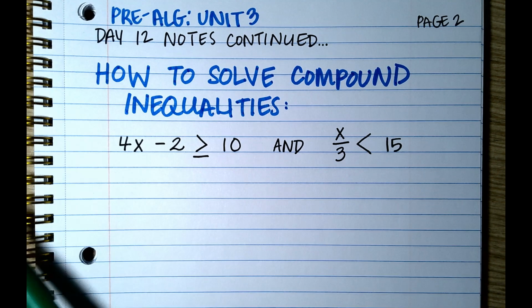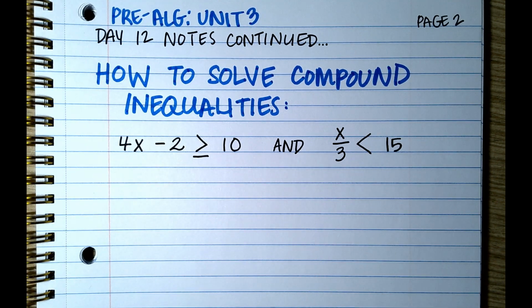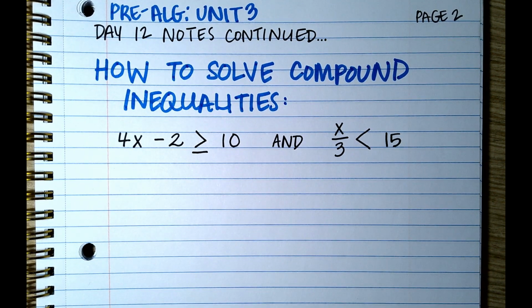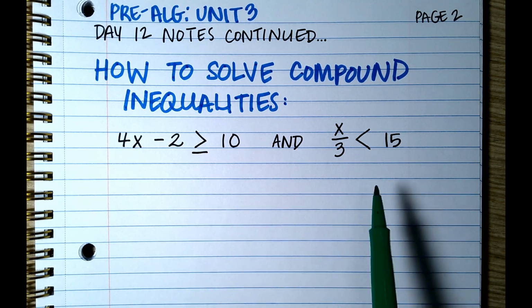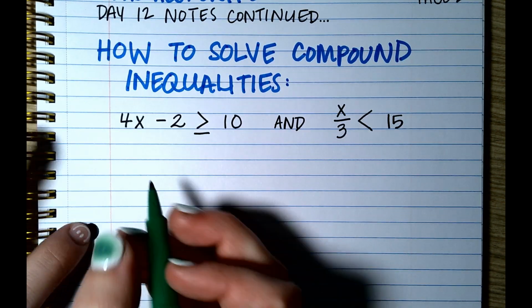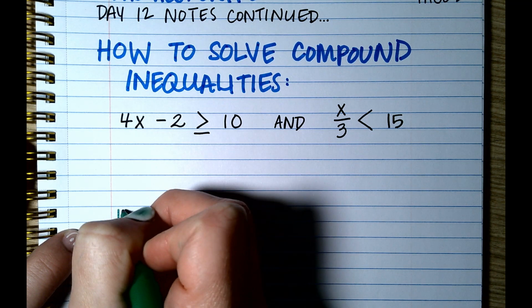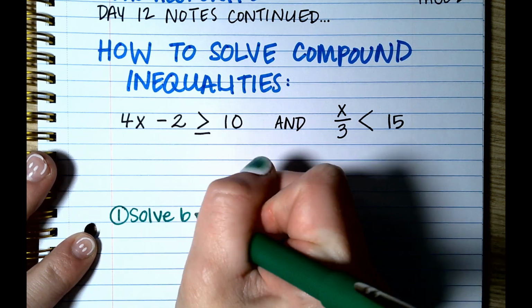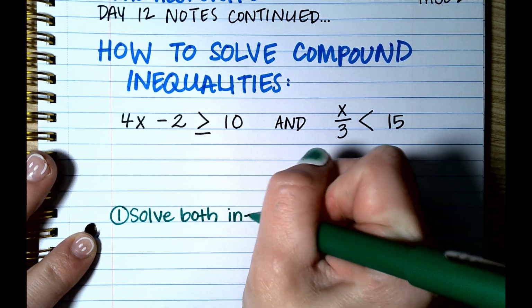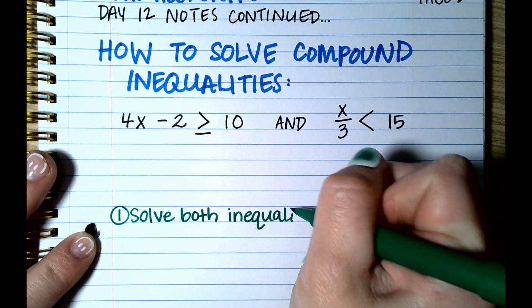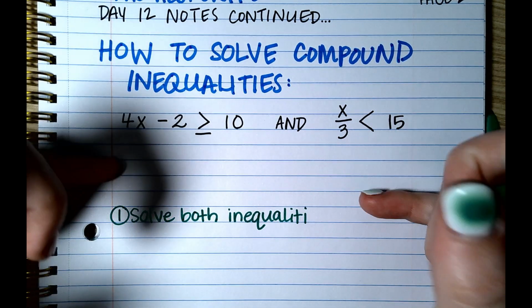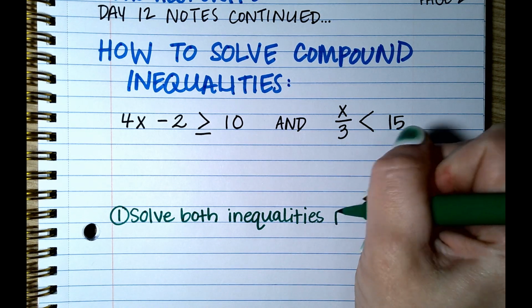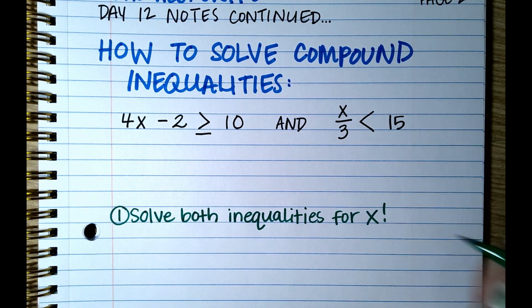So, the first step in any compound inequality is we need to solve both of the inequalities first. So, number 1, solve both inequalities. And I'm leaving a little bit of space so I can solve them above for x. So that's step 1. And we'll do that now.